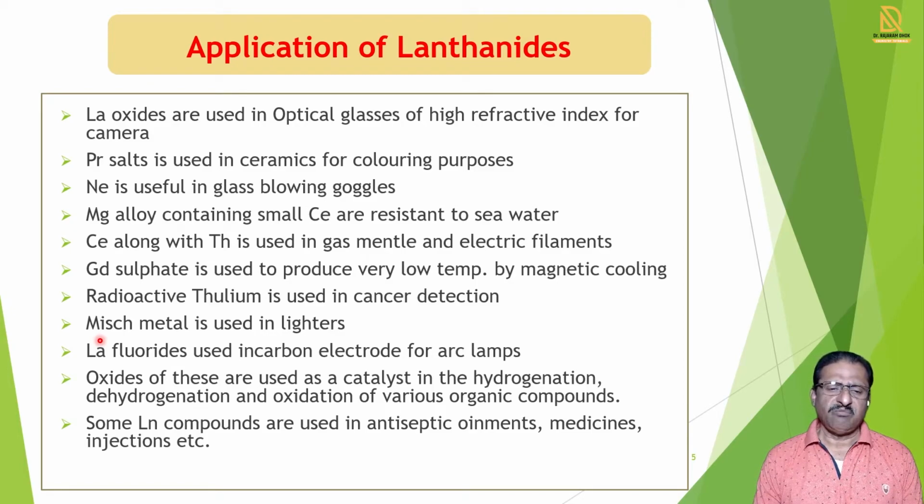So when we press the button of that lighter, there is formation of a spark, and that spark is used to burn that gas. Such mish metal is important in the lighter, and in every home and laboratory such lighters are necessary. Then lanthanum fluoride is used in the carbon electrode, and that carbon electrode is mainly used in arc lamps.